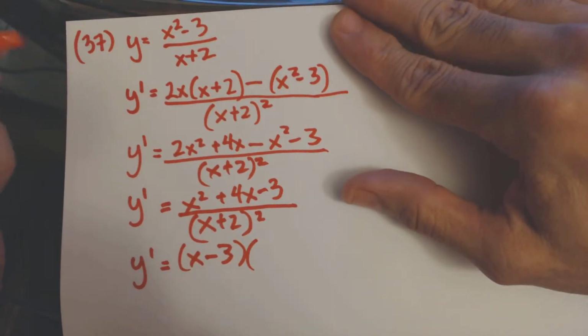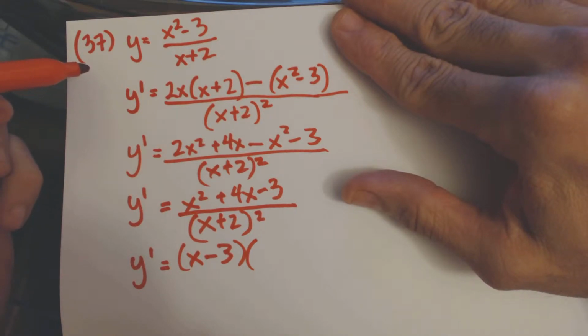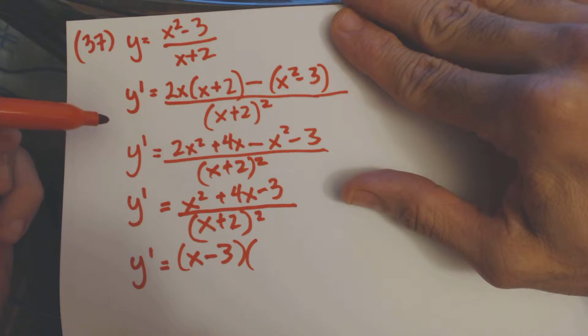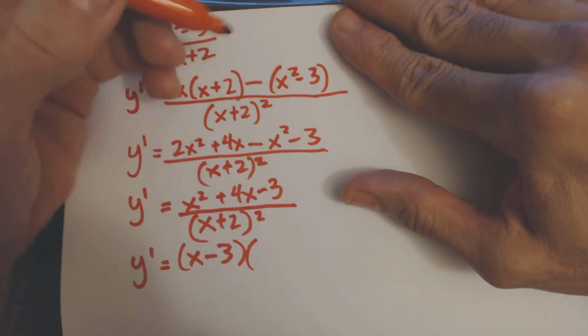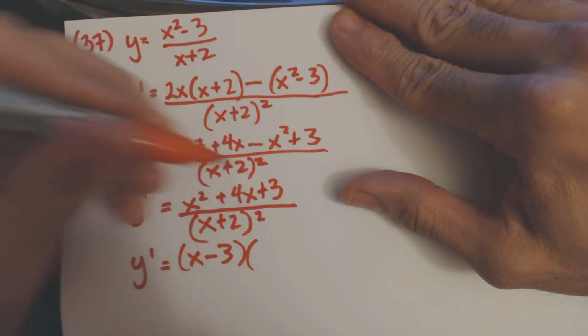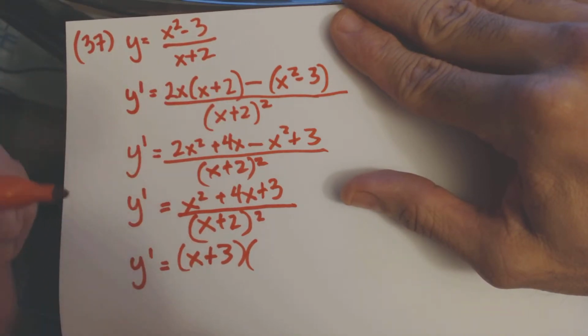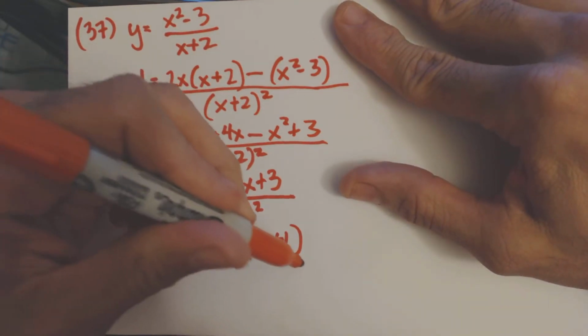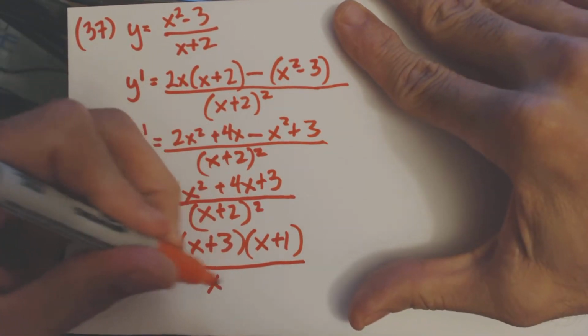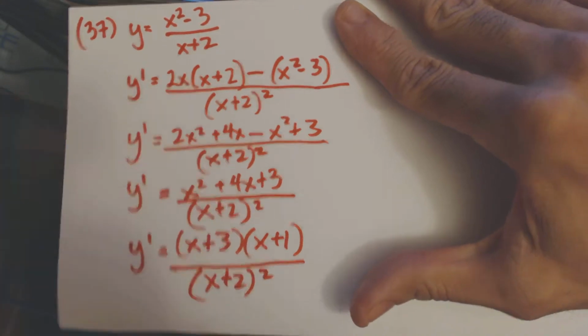Did I screw up here? Oh, here we go. This is where I screwed up. So this is minus negative 3. So that's a 3. And that's why I was getting it wrong. It's x plus 3, x plus 1 in the numerator over x plus 2 squared in the denominator.